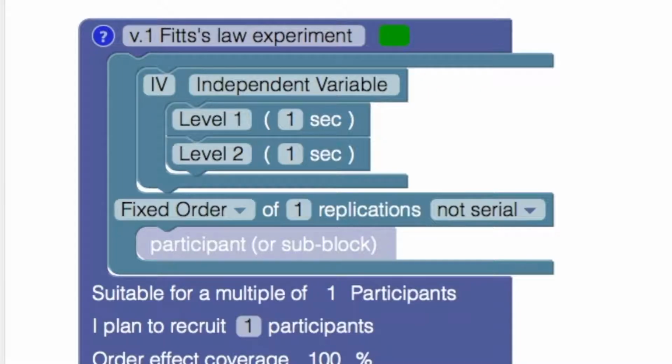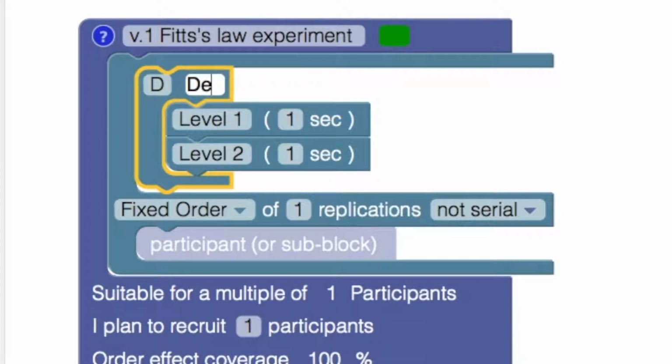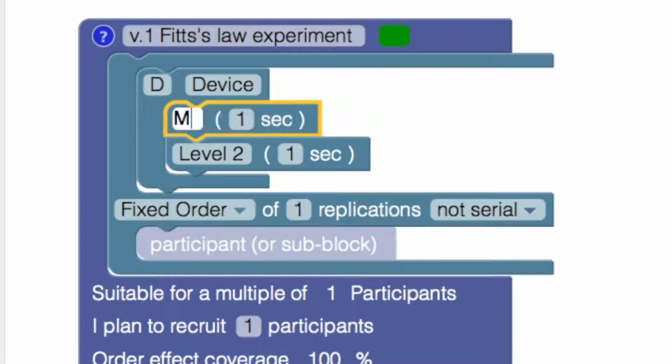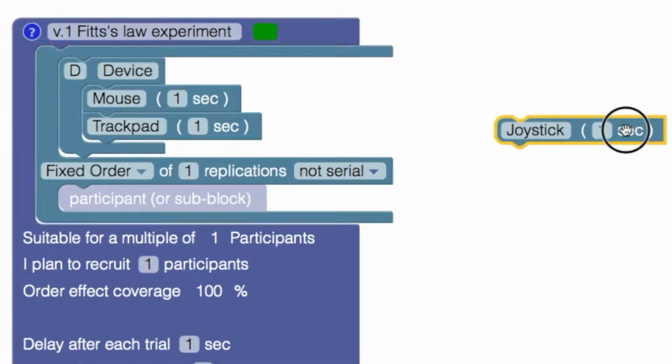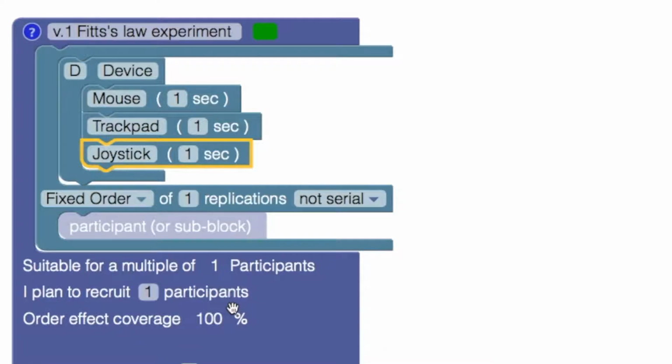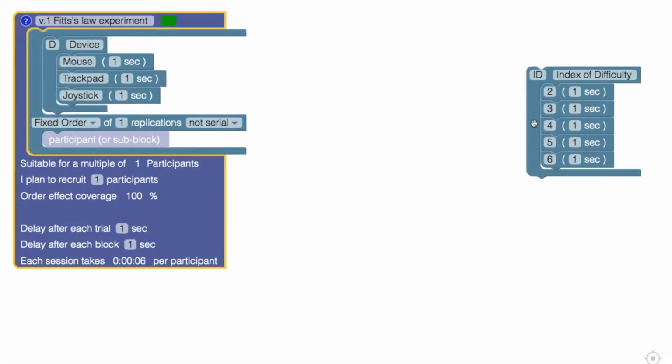We present Touchstone2, an interactive environment for exploring trade-offs in HCI experiment design. Let's design a Fitts-Law experiment to compare three devices: mouse, trackpad, and joystick. We want to compare them at 5 levels of index of difficulty.